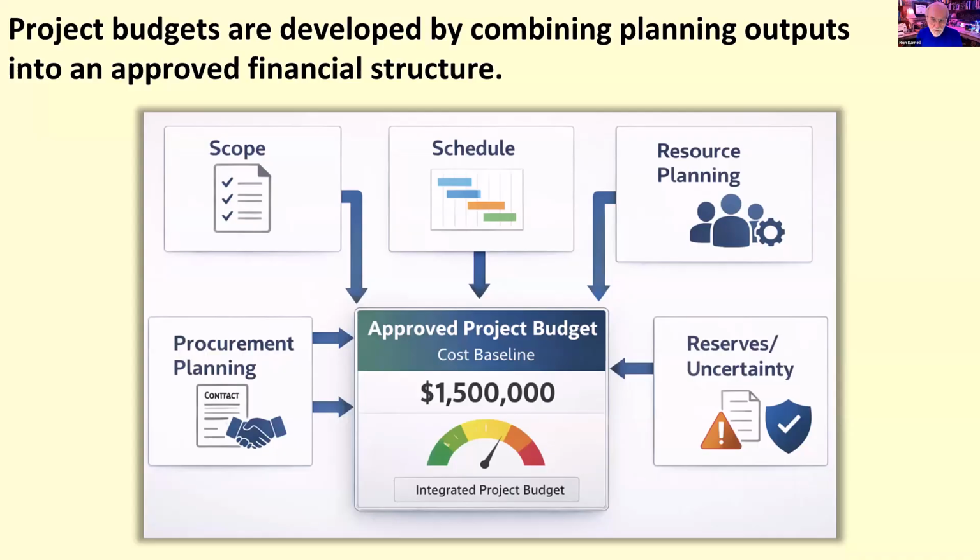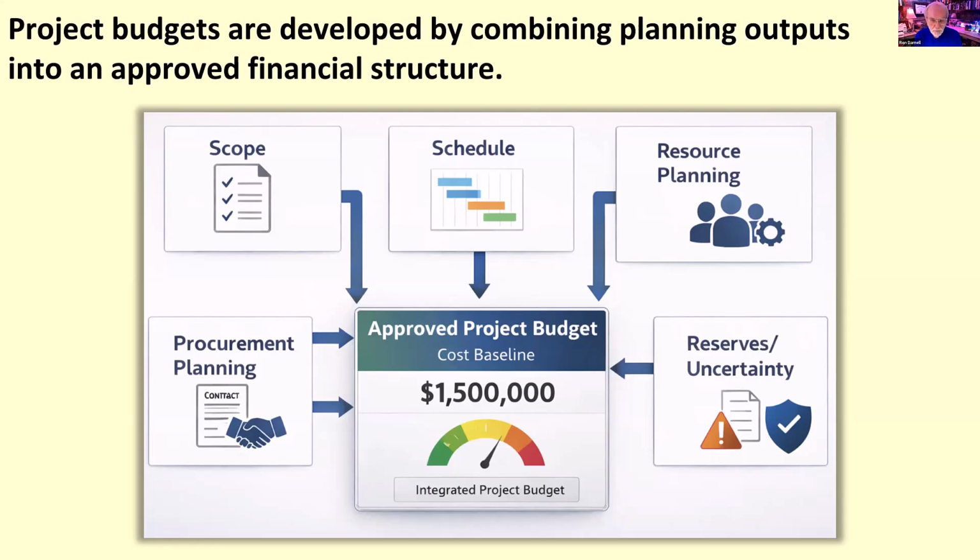Project budgets are developed by combining planning outputs into an approved financial structure. The next step is to look at how budgeting is actually developed. A project budget doesn't appear on its own, and it's not created simply by guessing some total number. It's developed by bringing together several planning outputs and translating them into a financial view of the project.